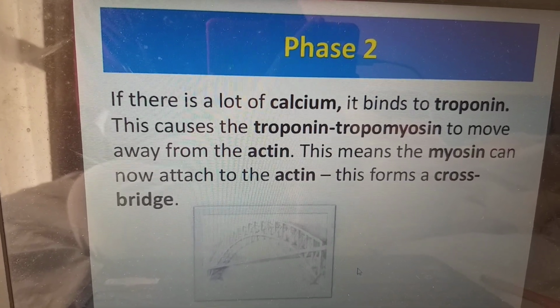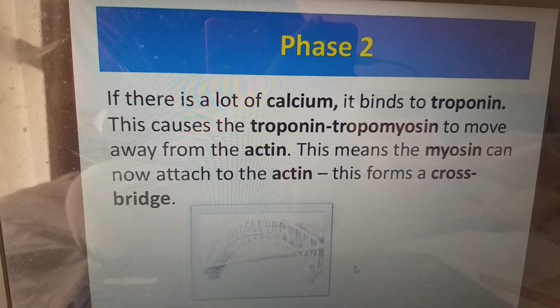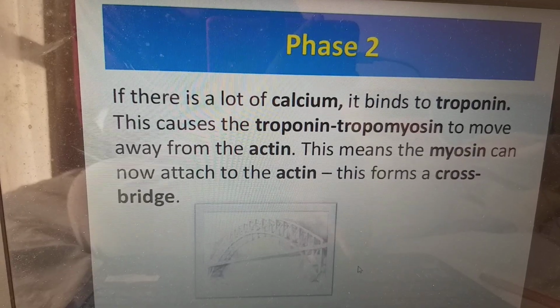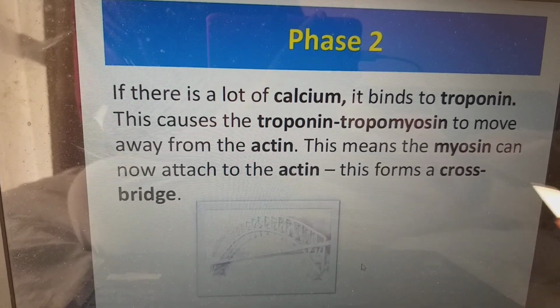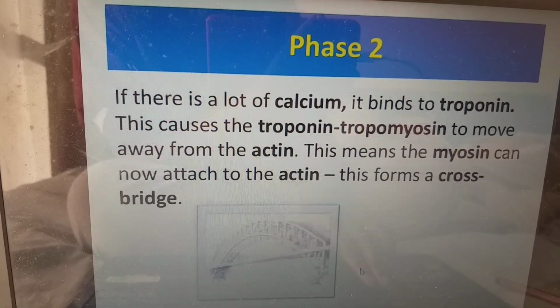This means the myosin can now attach to actin. This process we call the cross bridge. It is forming a bridge, like this bridge, so they named it the cross bridge.